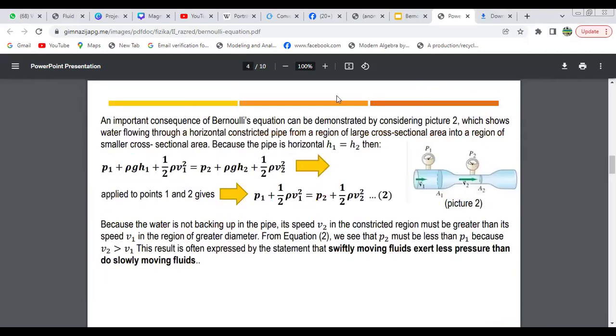So an important consequence of the Bernoulli equation can be demonstrated by considering this picture. This is the picture we are discussing. So this is the total energy before and the total energy after. Applied to points 1 and 2, this gives a constant.